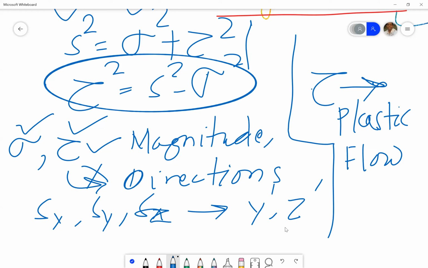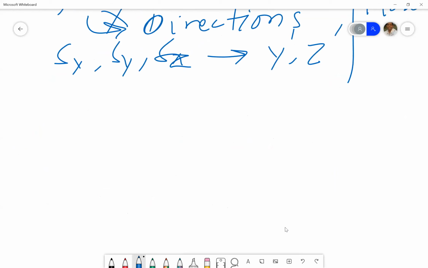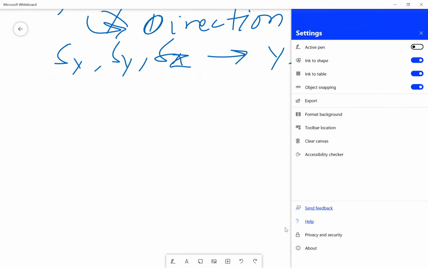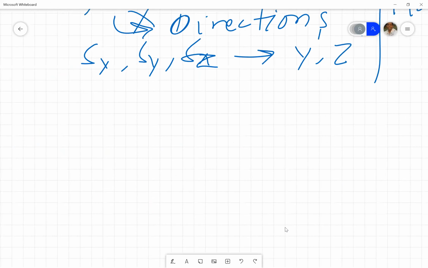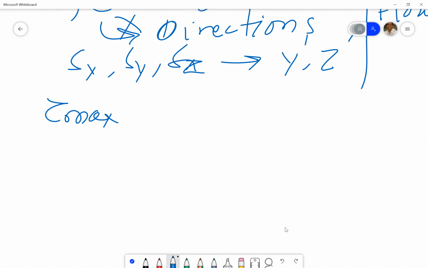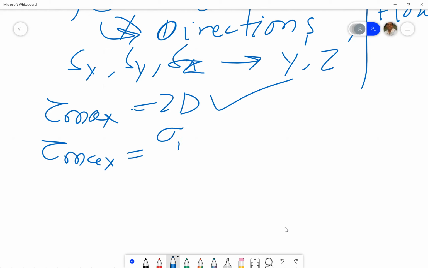In the earlier discussions we calculated the two-dimensional stresses. We already went through the maximum shear stress in the two-dimensional case. Tau max we calculated in the two-dimensional case, I think you will remember this. So what is the value of tau max in the two-dimensional case? This is just the mid of the two stresses, sigma 1 plus sigma 2 by 2.